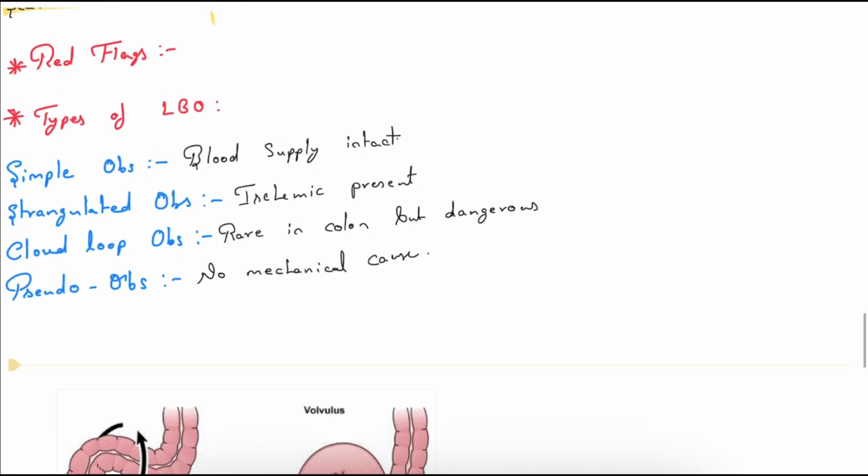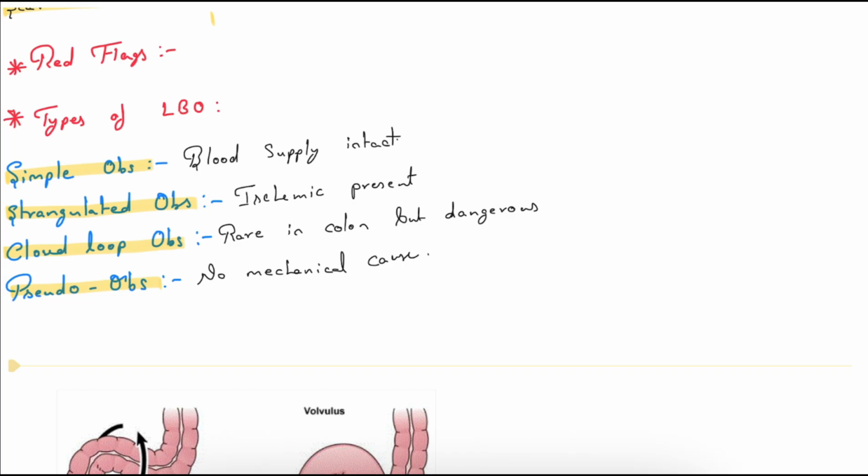Okay. Next, you can see here types of large bowel obstruction. In total we have 4 different types. One is simple obstruction, that is blood supply intact. Next, we can see strangulated obstruction, that is ischemia will be present. Next, you can see closed loop obstruction, which is rare in colon but dangerous. Pseudo obstruction is where there is no mechanical cause.